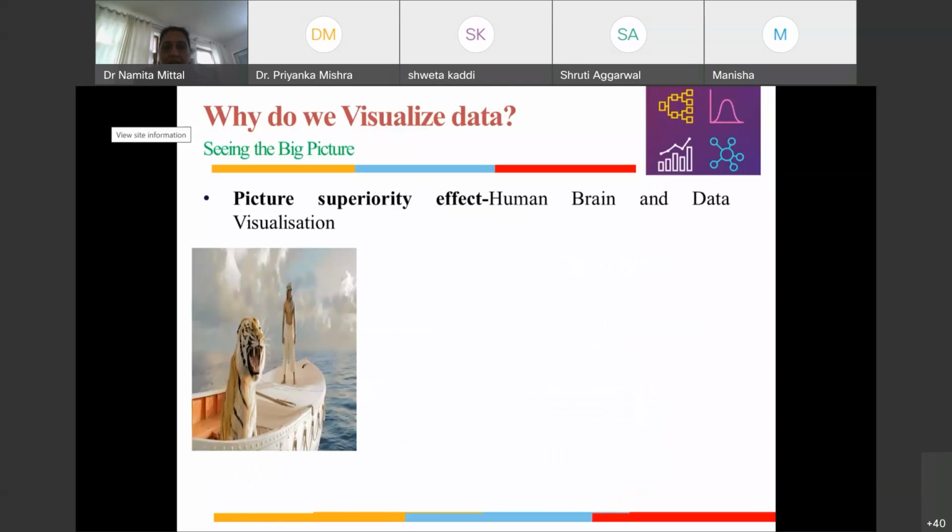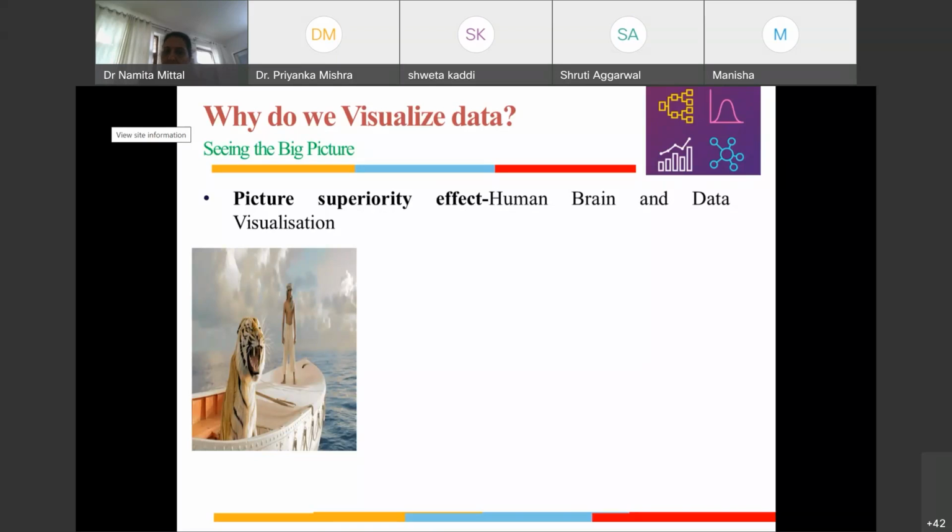So now the question is, why do we visualize? The answer is seeing the big picture. So looking at this picture, you can tell many sentences because having the human brain, we have many things in our mind. We can visualize. So there's a boy in a boat or a ship, and a tiger. The tiger is bigger than a person, bigger than the boy, and there's a storm behind. So many things we can visualize and write, right?